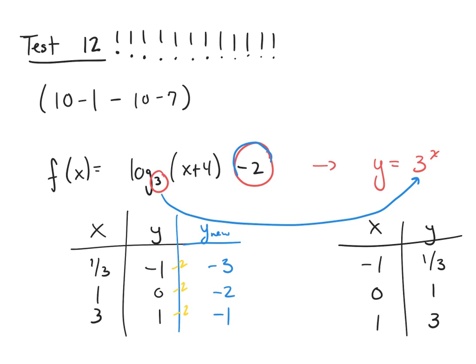Again, that's because of this negative 2 that we're seeing over here on the right. That negative 2 is what tells me to drop 2 from each y coordinate. And then with x and h, who could tell me what happens with that? With this plus 4, what's happening? Why am I subtracting 4 from each of these x's?